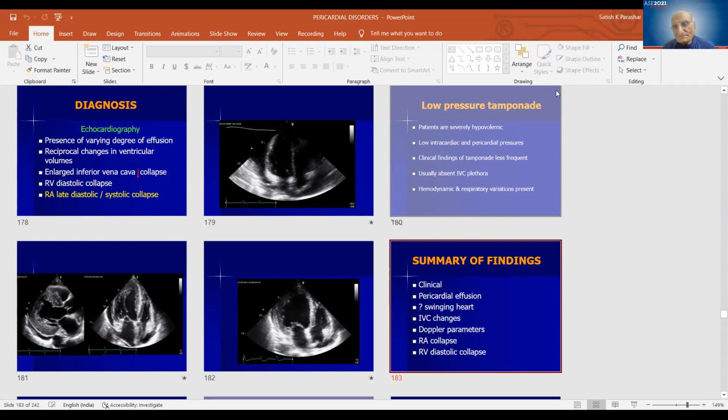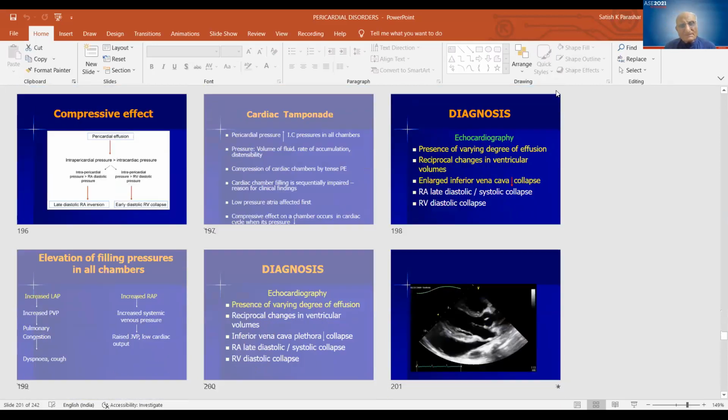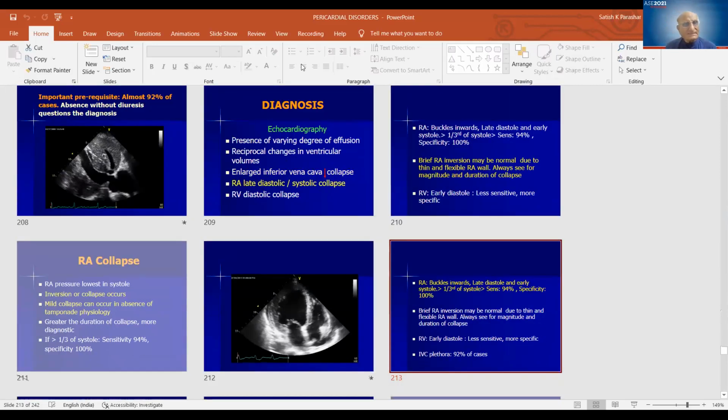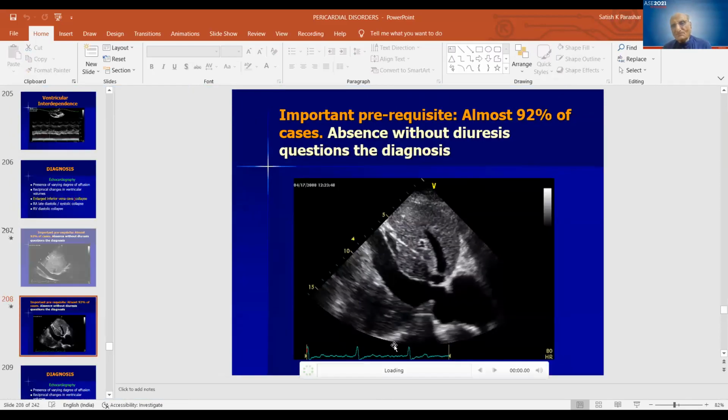Sir, please explain once again the effect of diuretics on pericardial effusions. See, I told you about the IVC. When you give too much diuretics, the intracardiac volume decreases also. Because by diuresis you remove a lot of fluid and reduce RA pressure, the IVC may not show these classical findings.